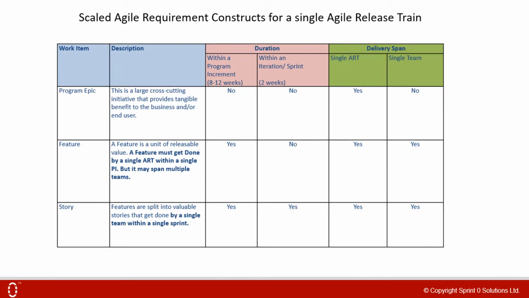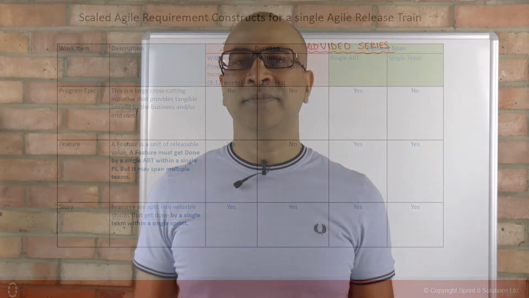And so these are the three different constructs that you have within Scaled Agile, and those are the constructs that we use to help articulate what it is we actually want the individuals on the team and the teams on the train to do over a period of time.